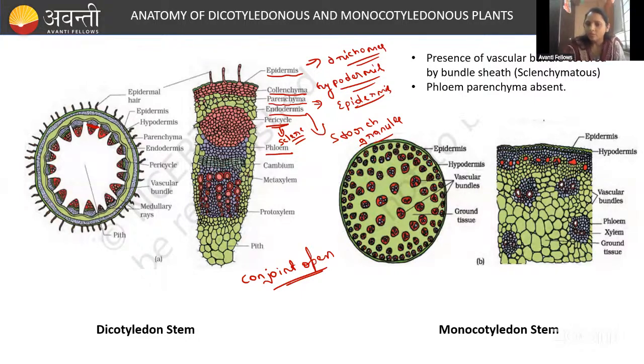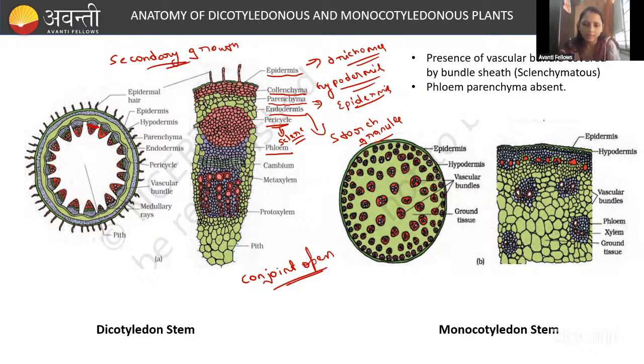And the presence of the vascular bundle, here you can see this is a dicotyledon that is open, and here you can see in the dicotyledon secondary growth is there. Okay, secondary growth you can see. Okay, then coming to the monocotyledon stem, guys.